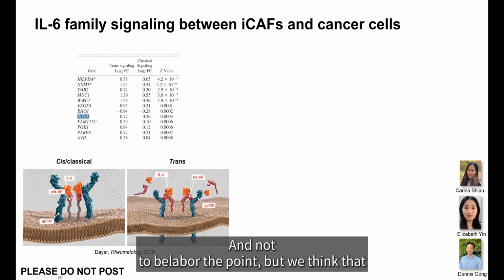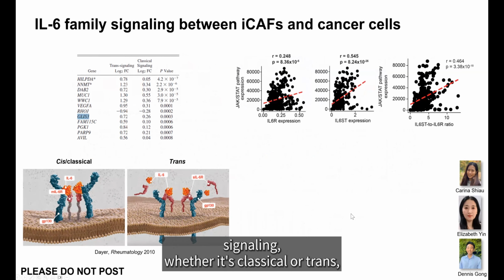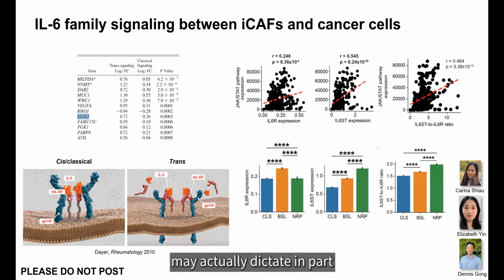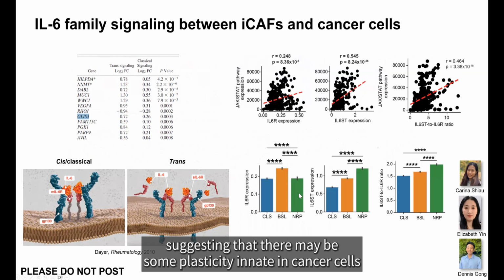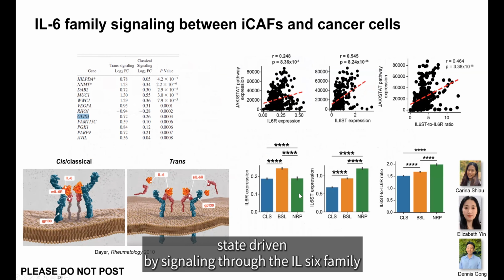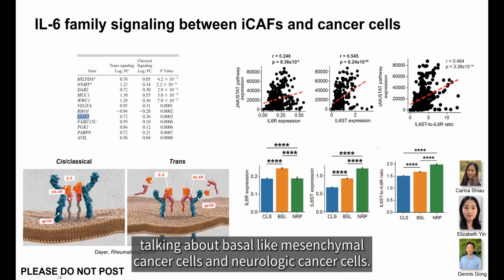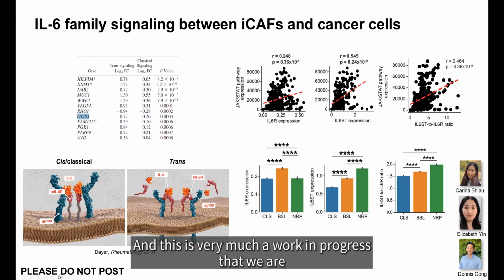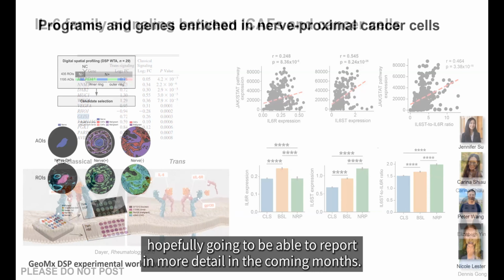And not to belabor the point, but we think that the type of IL-6 signaling, whether it's classical or trans, may actually dictate in part what a cancer cell state becomes, suggesting that there may be some plasticity in cancer cell state driven by signaling through the IL-6 family from neighboring ICAPs, especially when we're talking about basal-like mesenchymal cancer cells and neural-like cancer cells. And this is very much a work in progress that we are hopefully going to be able to report in more detail in the coming months.